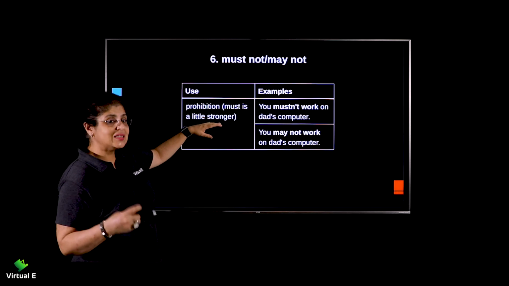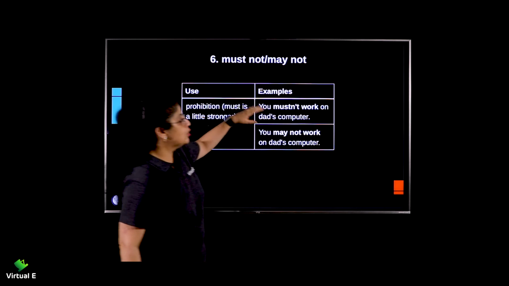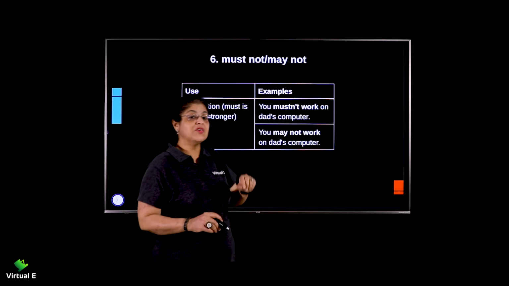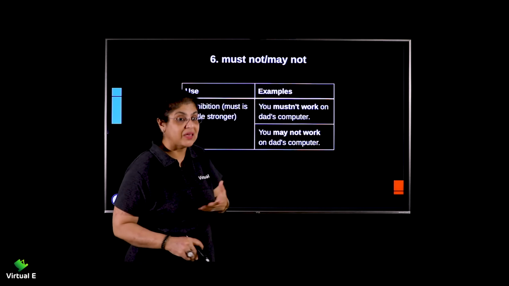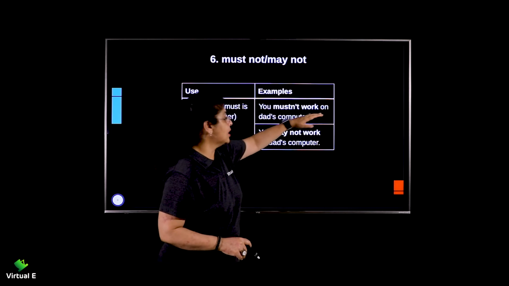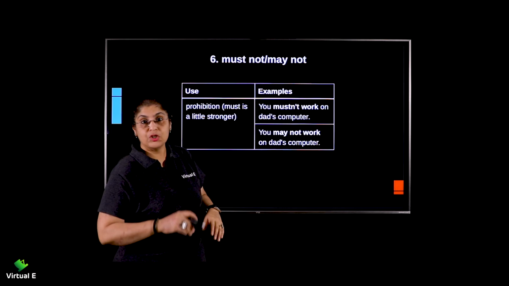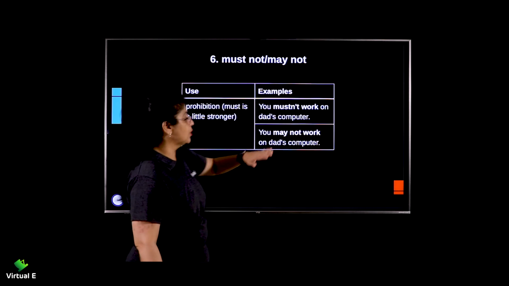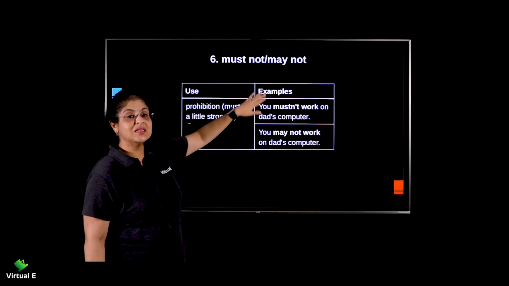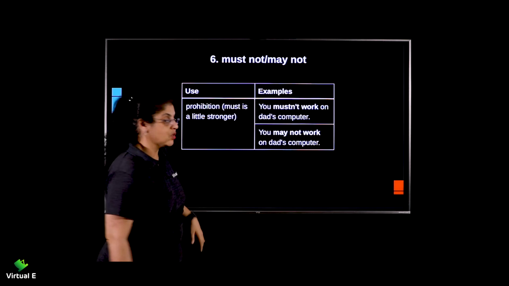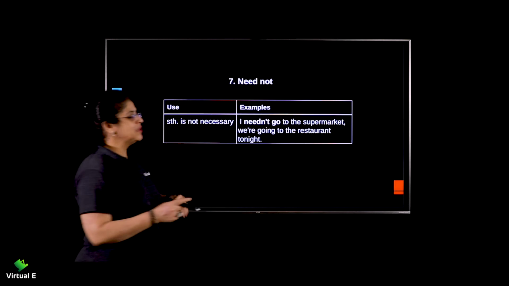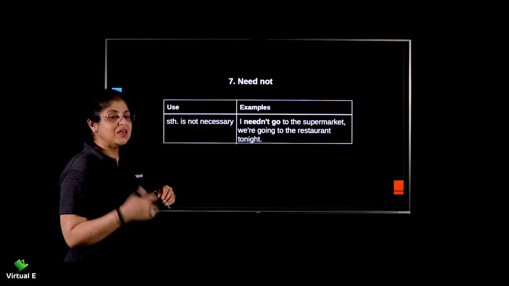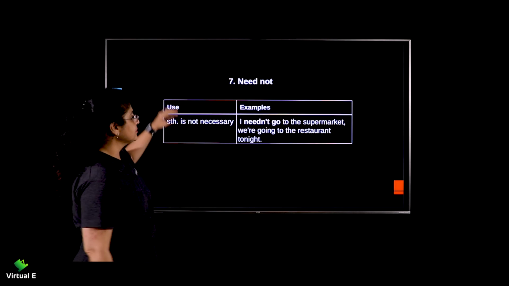Must is a little stronger, yeah? You must not or you mustn't. Now here the T, though we write it, is silent when we speak it. So you mustn't work on dad's computer. You definitely should not. You may not work on dad's computer. What is the difference telling you? Must is stronger than may not, right? We need to keep these technical tips within us so that whenever we speak, we speak it in the right manner.